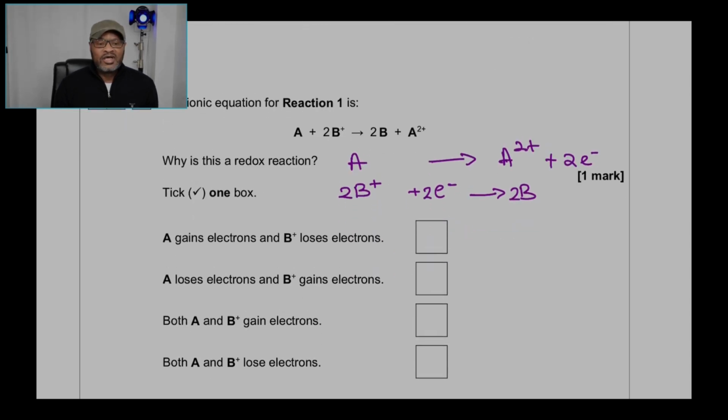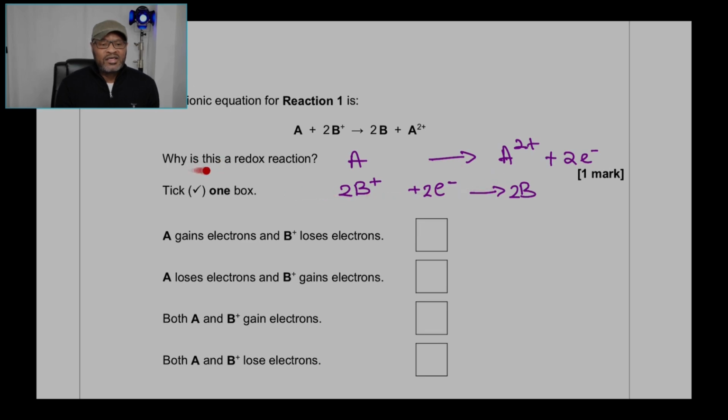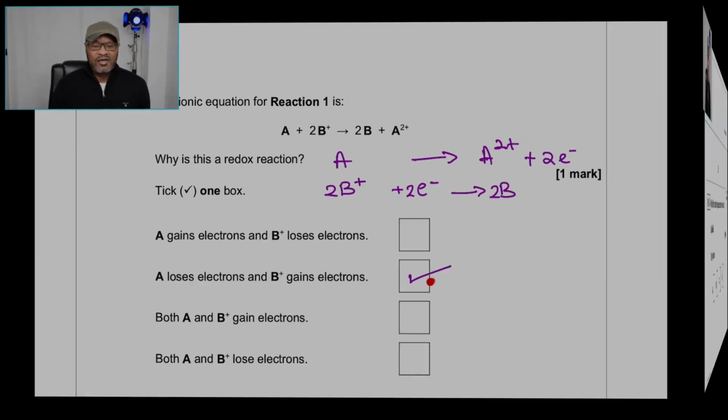So we have a redox here. Why is this a redox reaction? Because we have oxidation of A and reduction of B+. So we say A loses electrons and B gains electrons. And so we would have that as the answer.